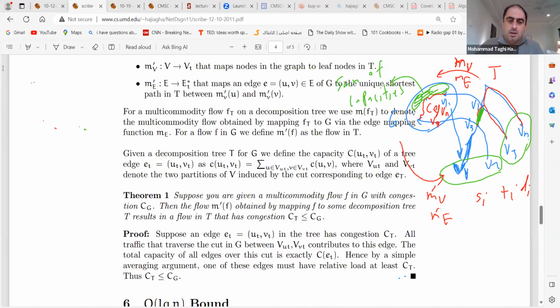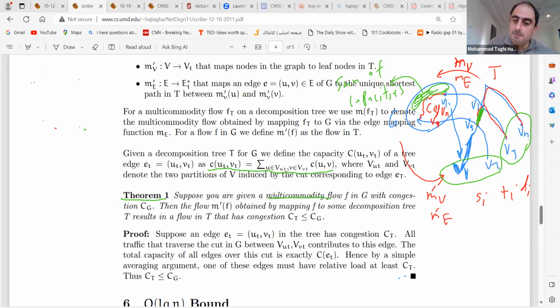Good. So that's essentially the one that we are defining here. Good. Now, this is the important one. This is the theorem.